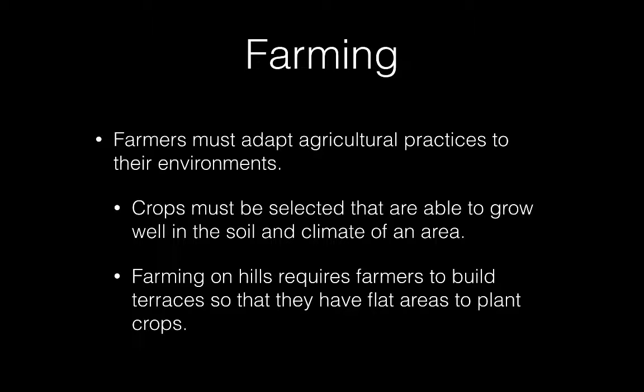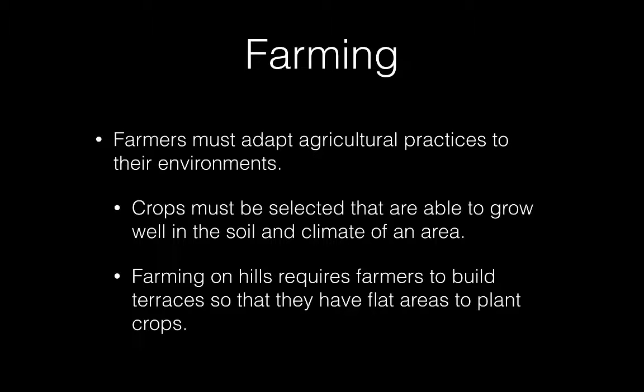Farmers must adapt agricultural practices to their environments. Crops must be selected that are able to grow well in the soil and climate of an area. For example, in Alabama, cotton does very well, but apples not so much. Cotton does well in the hot, humid environment, but apples require more cold days than you get, at least in South Alabama.